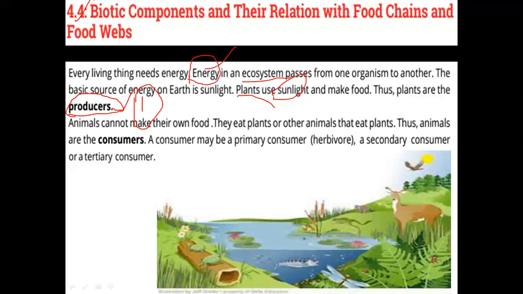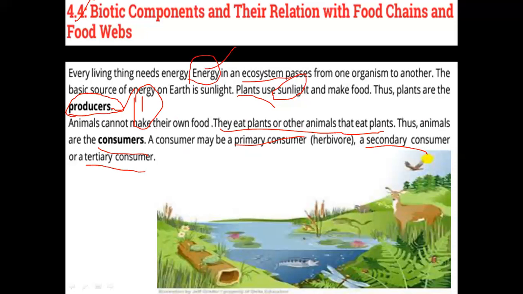So who eats the plant? Definitely the animals eat the plants, and other animals eat the ones that eat the plants. So animals are consumers. All types of animals are consumers, but there are different types of consumers: primary consumer, secondary consumer, tertiary consumer, and so on.